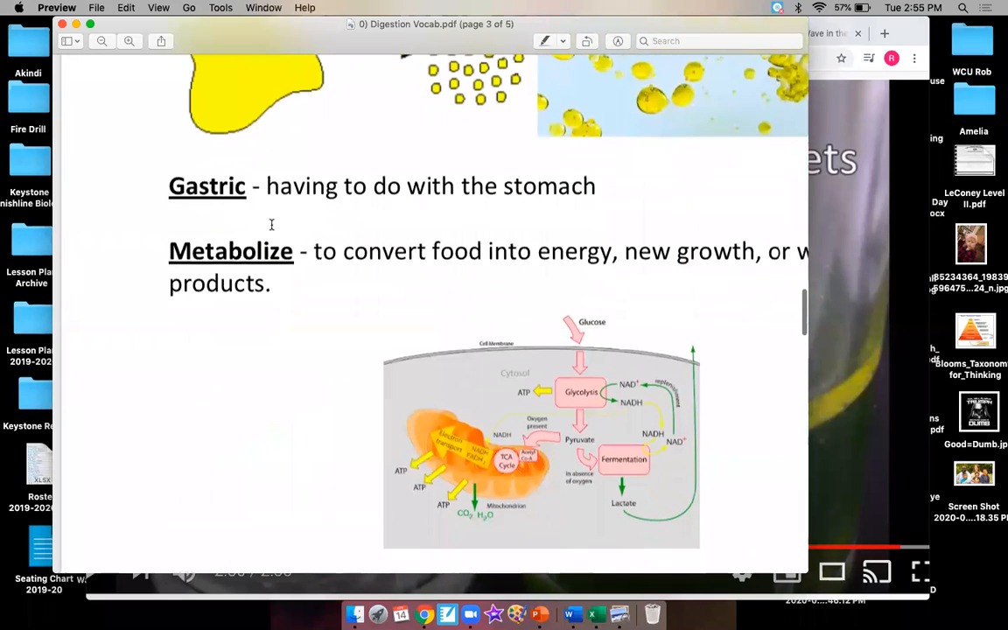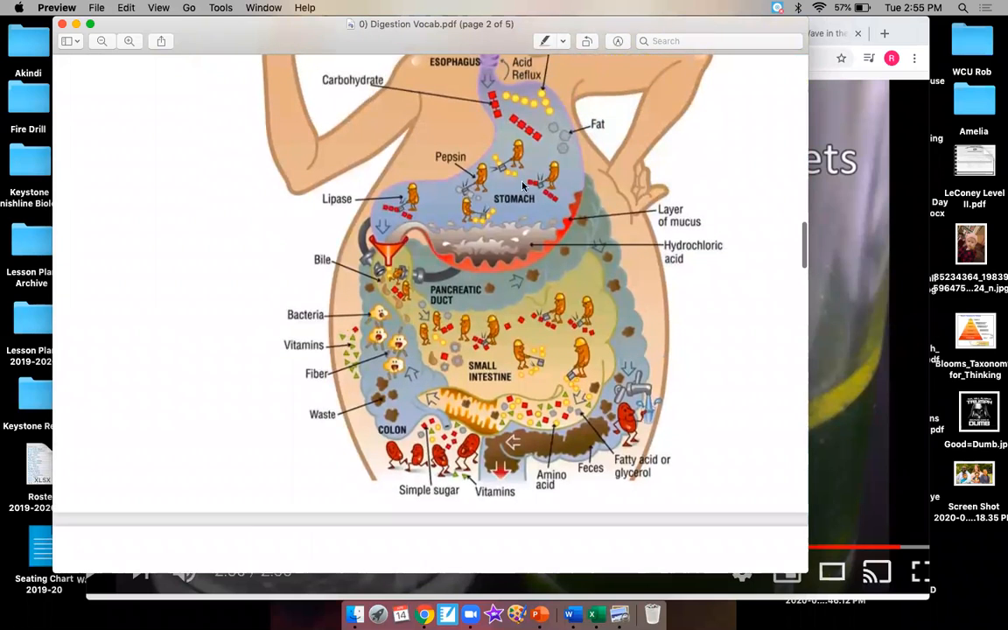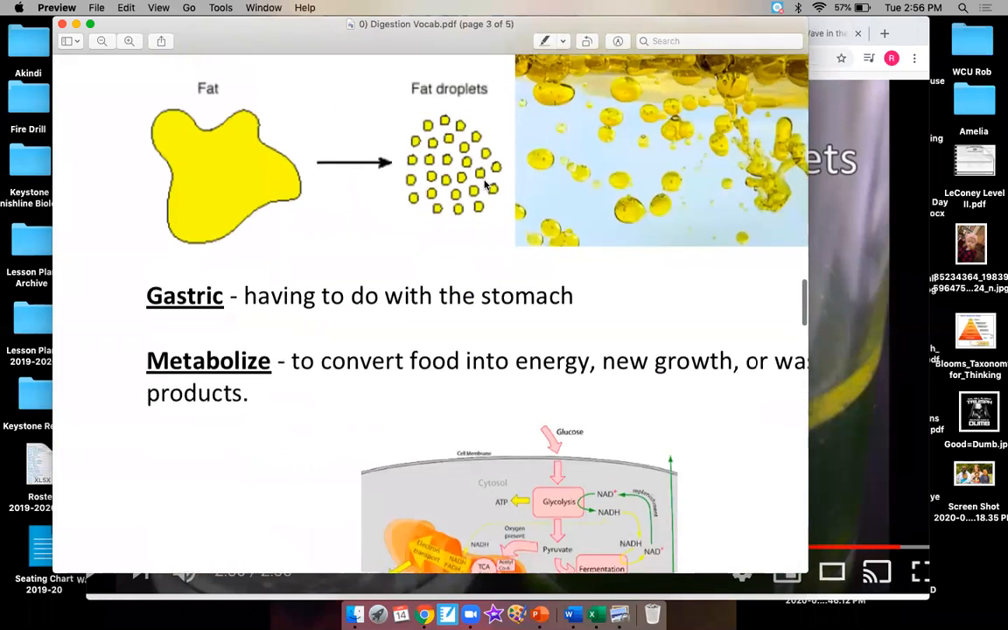Gastric. Having to do with your stomach. That's it. It's just a fancy word. So whenever you have gastric, we're talking about your stomach and related things. So those liquids in your stomach are called gastric fluids. Your stomach acid is a gastric fluid. The enzymes we talked about inside here are gastric enzymes. This pepsin we're going to talk about is a gastric enzyme.